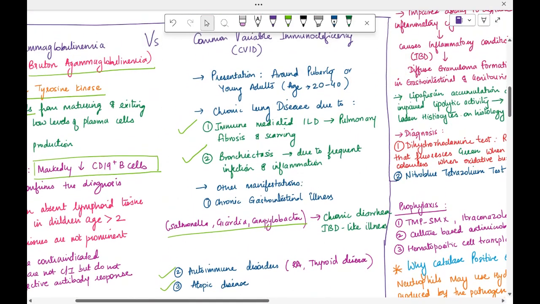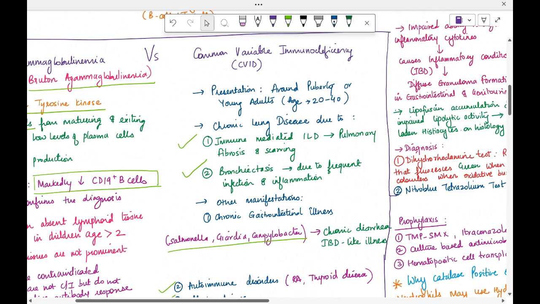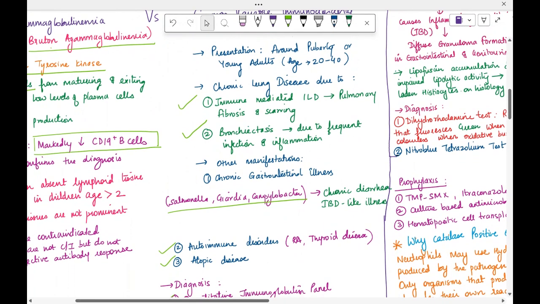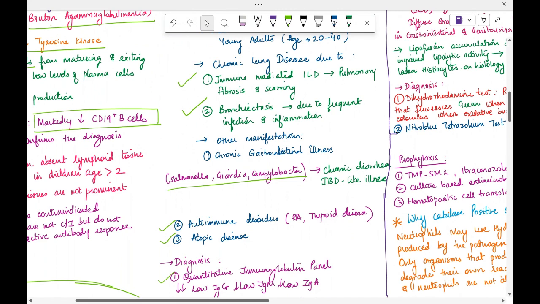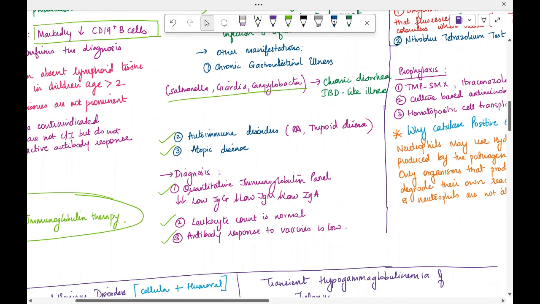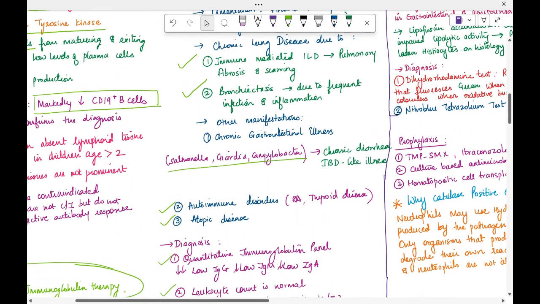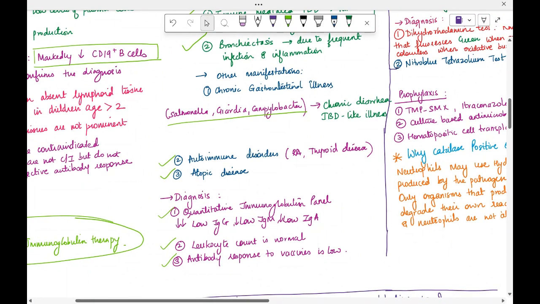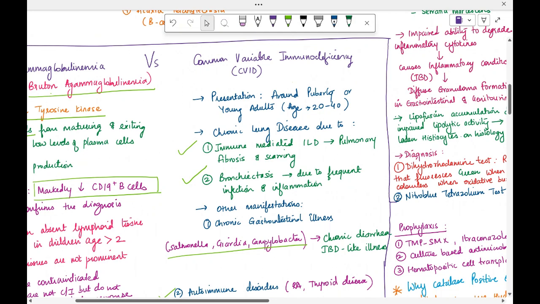Okay. So the main difference between Bruton agammaglobulinemia and common variable immunodeficiency is the age of presentation. And usually common variable is associated with chronic lung disease, some autoimmune illnesses like rheumatoid arthritis, IBD, autoimmune thyroid, an atopic picture, and a chronic GI illness with Salmonella, Giardia, Campylobacter. Now both the patients will not show response to vaccines. They will have low immunoglobulins.